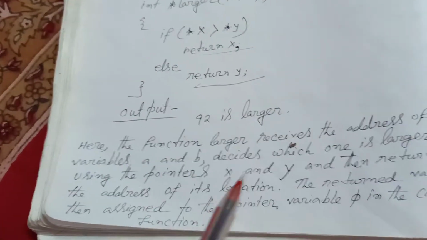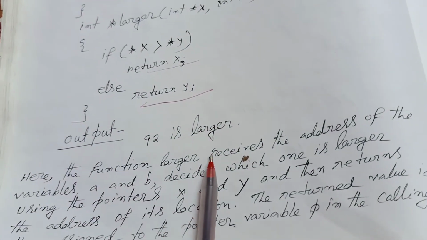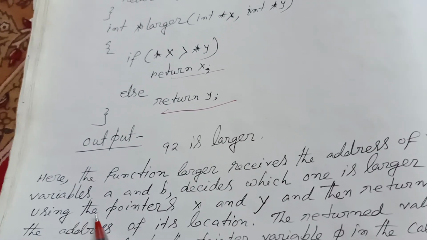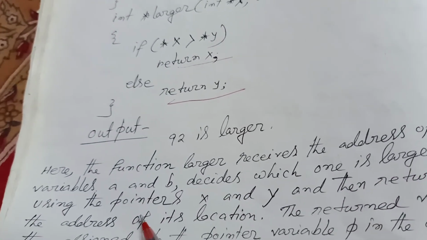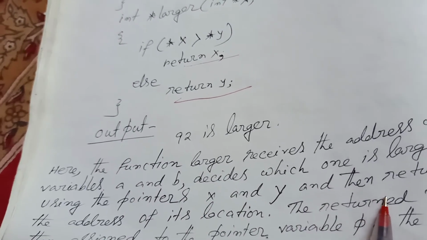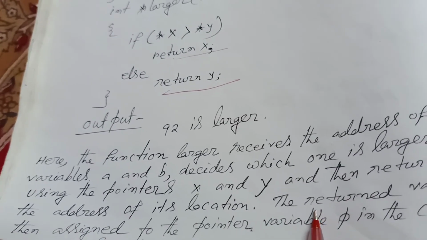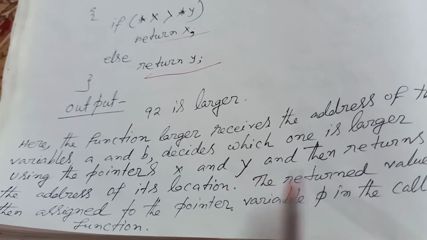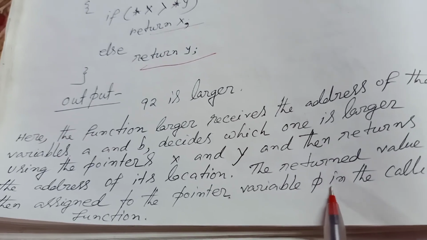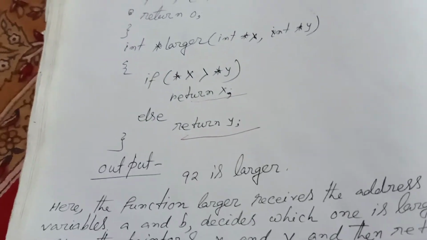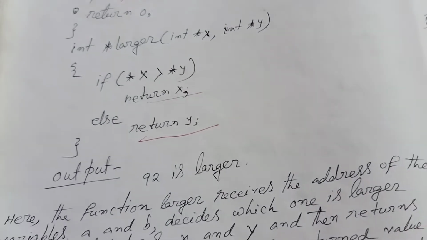So what would be the output of this code? 92 is the larger. Okay, so here the function larger receives the addresses of the variables a and b, decides which one is larger using pointers x and y, and then returns the address of its location. Now this returned location is then assigned to the pointer variable p in the calling function. So in this way we are able to return a pointer variable by using a function.